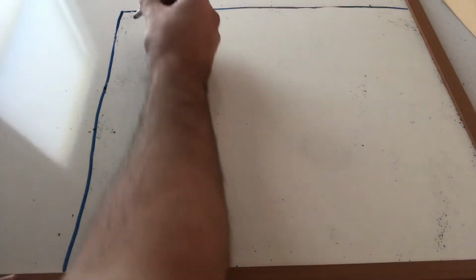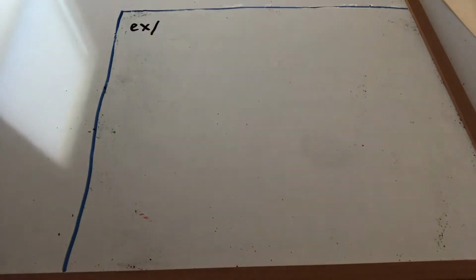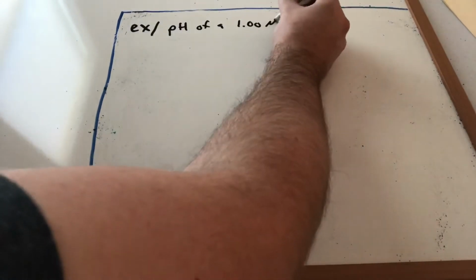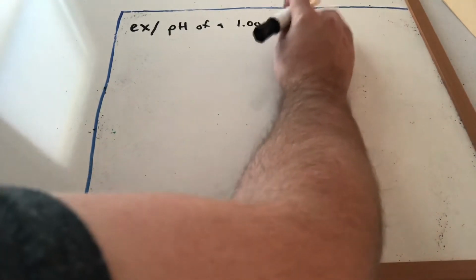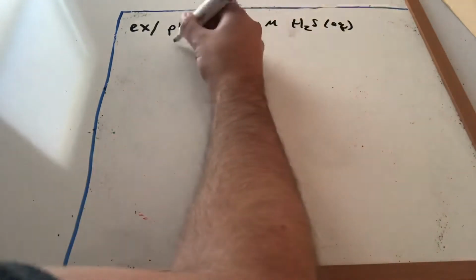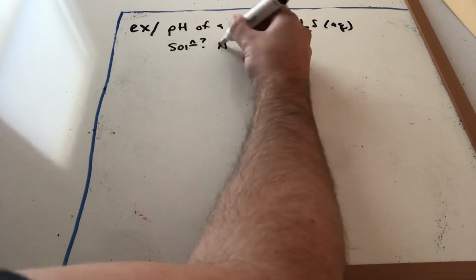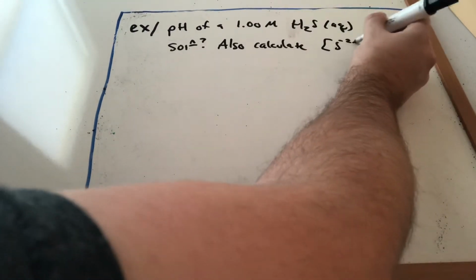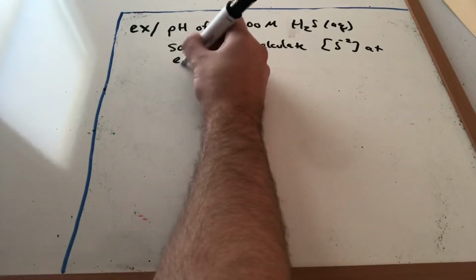Again, we're still dealing with acids and bases, so the 5% rule applies a lot of the time, and the stoichiometry means that the actual mathematics isn't too bad. It's just about identifying the correct chemistry. So here's an example. What's the pH of a 1.00 molar H2S solution? Also calculate the concentration of S2- at equilibrium.